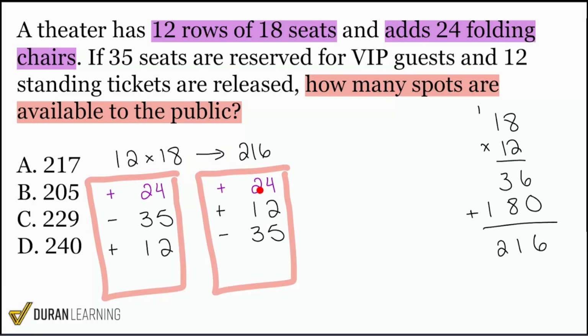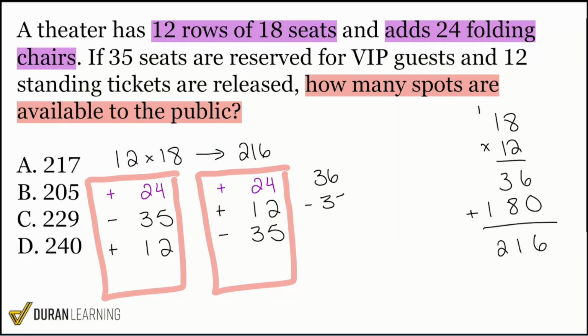What is 24 plus 12 going to be? That's 36. And what is 36 minus 35? That's going to give us a 1. Look at that. 24 plus 12, again, that's 36.